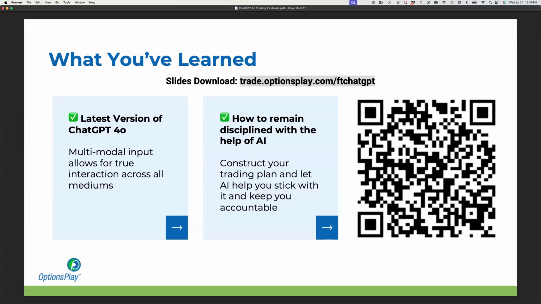Where do you access ChatGPT? You either have to download it or you can just go to chatgpt.com.